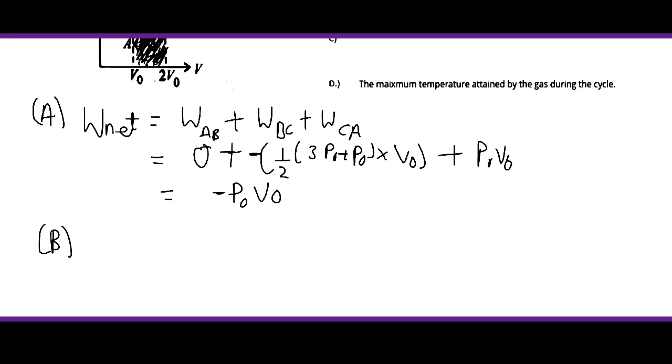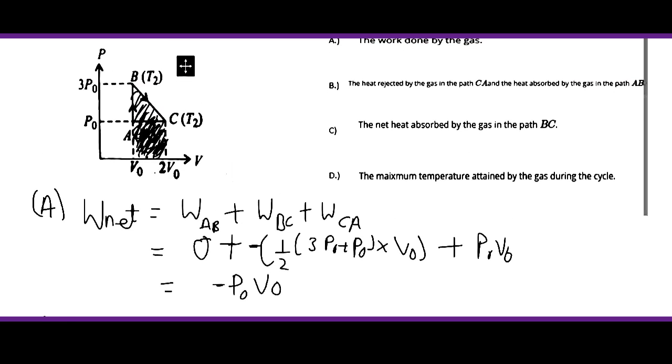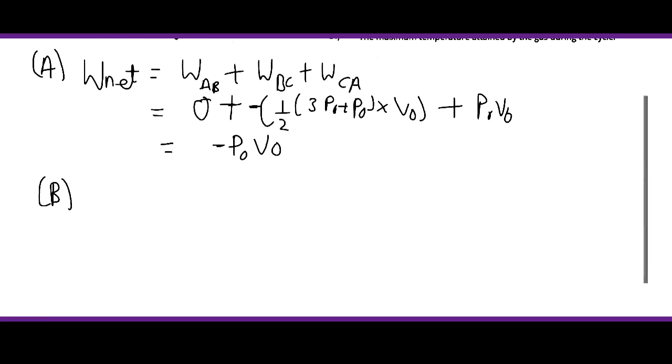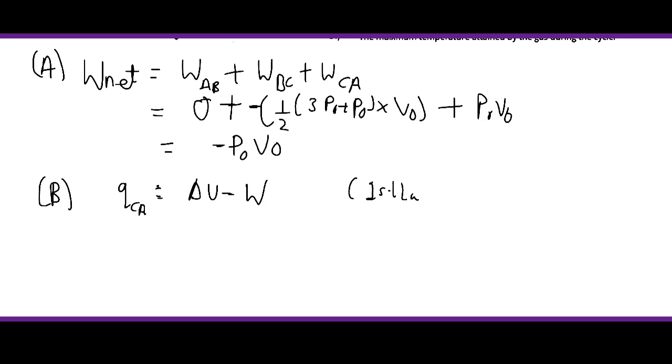Now coming to part B of the question: the heat rejected by the gas in the path CA. If you see the path C to A, it's clearly a compression. So if you calculate QCA, since it's a compression, QCA is delta U minus W. This is via the first law of thermodynamics. So delta U is nCv delta T, minus work done.